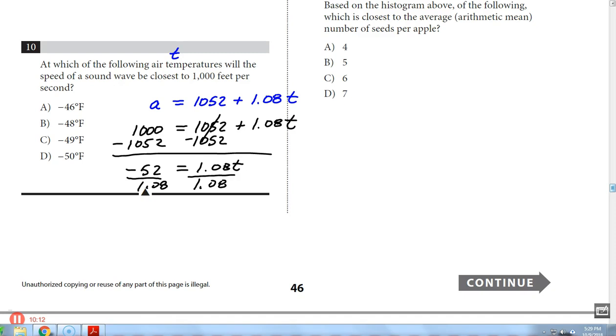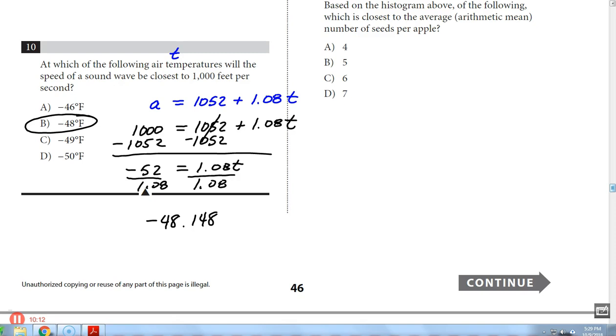And I'm going to punch this in just to be careful here. Negative 52 divided by 1.08 gives me an answer of negative 48 point, and there's some other stuff here, 148 roughly. So it looks like the answer that's closest to that would be B. Although the answers are pretty tight. Normally they're not that close together, but I believe the correct answer for this one will be B.